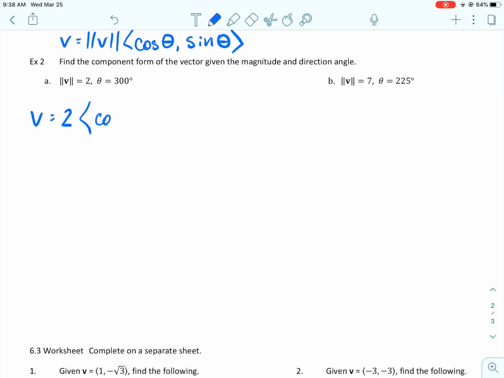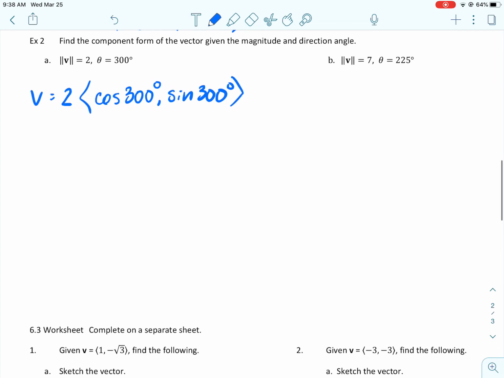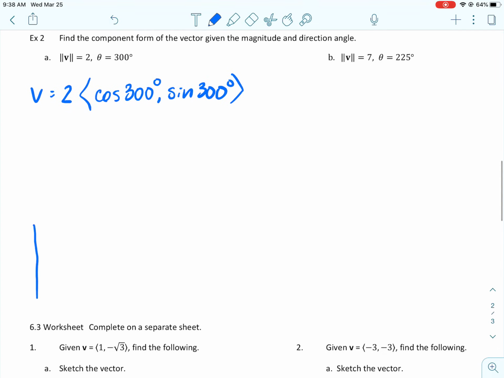All right, so for example 2, we have a magnitude of 2 and then a direction angle of 300. So I would just fill those into my formula. And then we need to think about where this vector is. So I'm going to kind of draw it at the bottom. This vector is in quadrant 4, and I know it's 2 units long, and I know this angle is 300 degrees, and I want to find that vector.